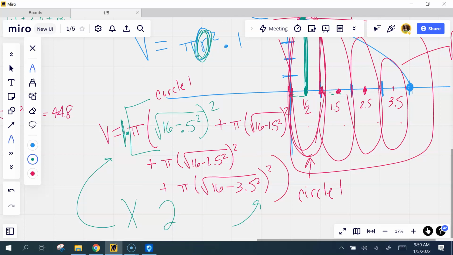One is the width, but we doubled it because we only did half the sphere. So to account for the other half of the sphere.